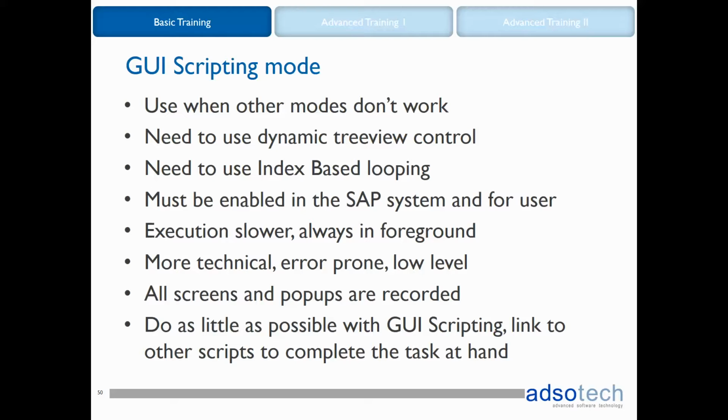As for the index-based looping, it is a built-in feature that enables us to search for a specific item in a list and operate on that item. This feature is not needed every time a script deals with a list of items, as in many cases the SAP screen has buttons or other selections that we can perform to search for a specific item. All in all, it is not that common to need to use GUI scripting. In fact, most users will never have to use it.